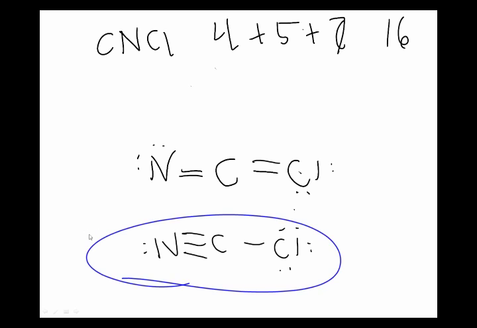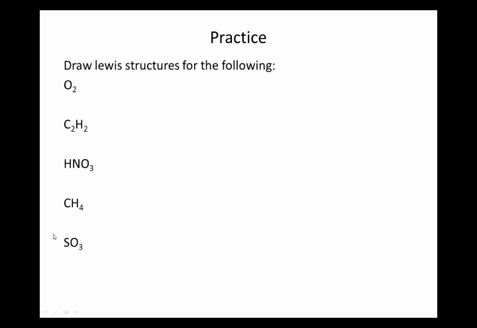The reason it's better is because nitrogen, being in group 5A, prefers to make 3 bonds if it can, and chlorine prefers to make 1 if it can. This is not wrong, though, but this is a better one. That's all. Well, I'm going to jump right to practice.